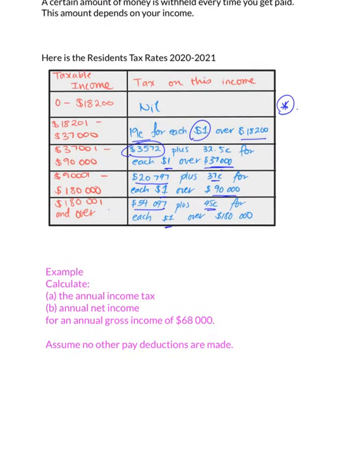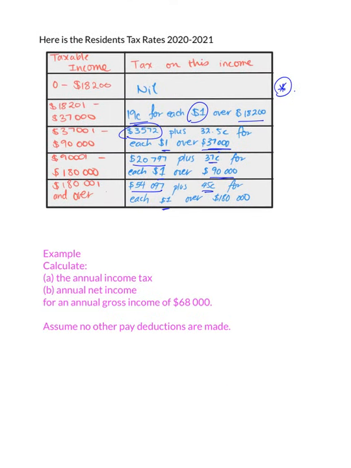So let's have a look at an example. Over here it says calculate the annual income tax and the annual net income for an annual gross income of $68,000. So that is the gross income. That's what your paycheck is based on, but you will pay tax. So from this money, a certain amount would go towards tax, and that's what we're going to look at in Part A, annual income tax. And annual net income is how much you actually end up with. So assume no other pay deductions are made.